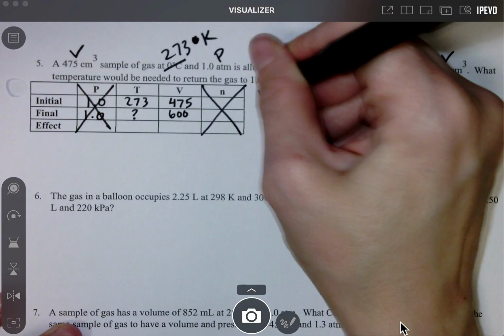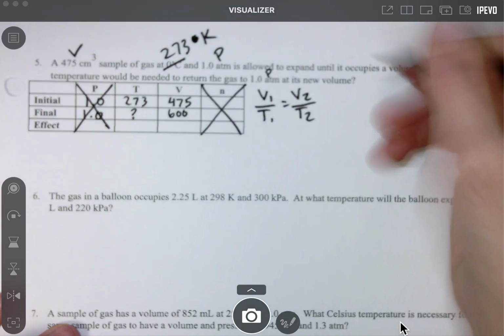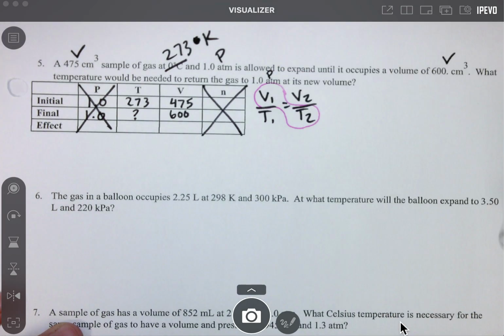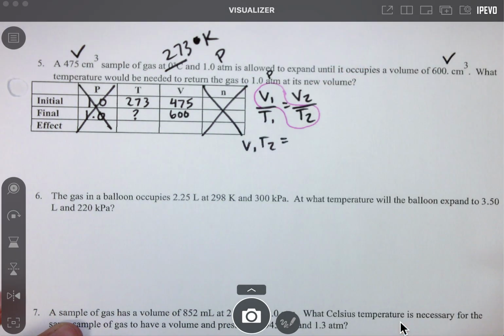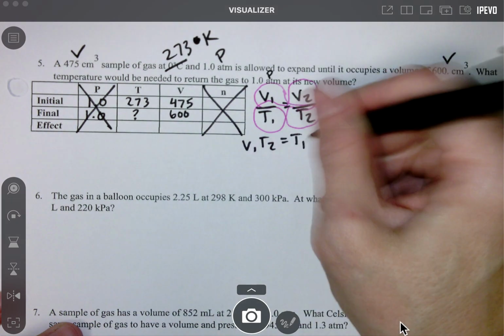So V1 over T1 is equal to V2 over T2. And then I cross multiply. So V1 T2 is equal to T1 V2.